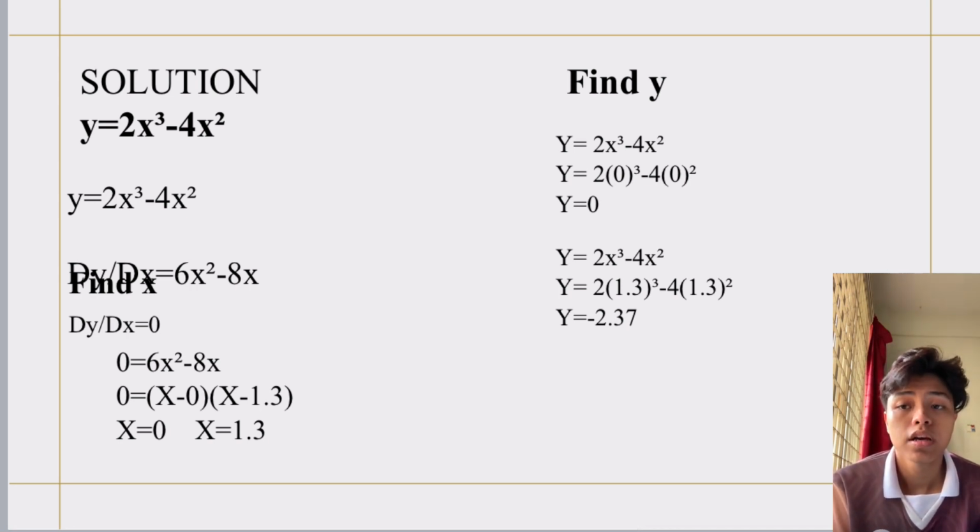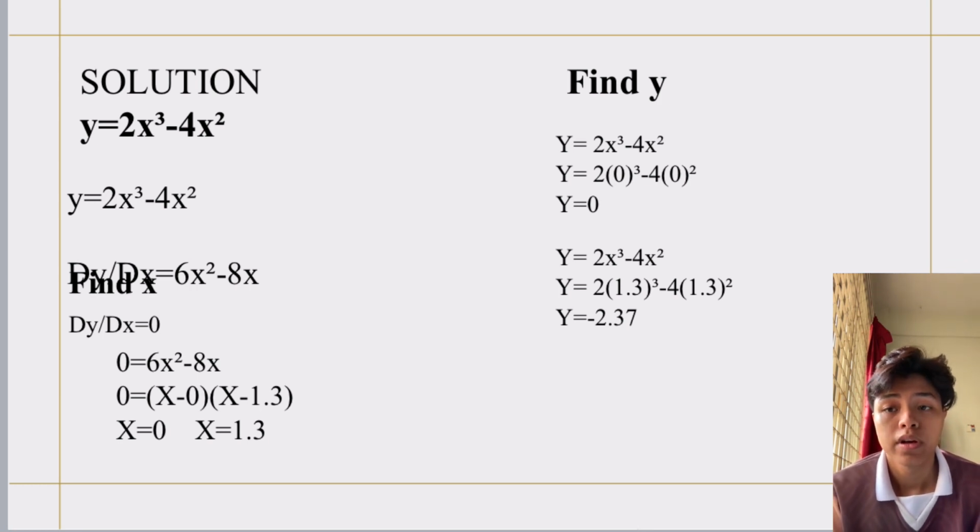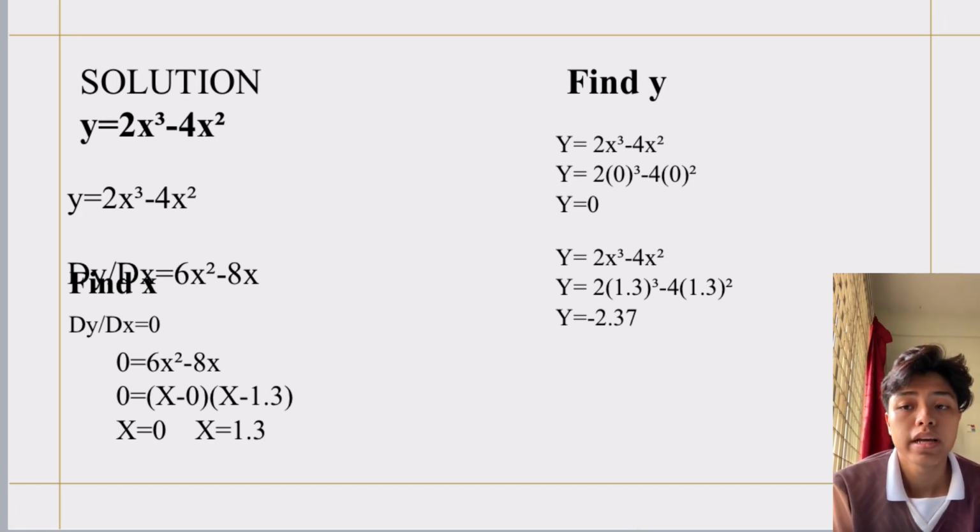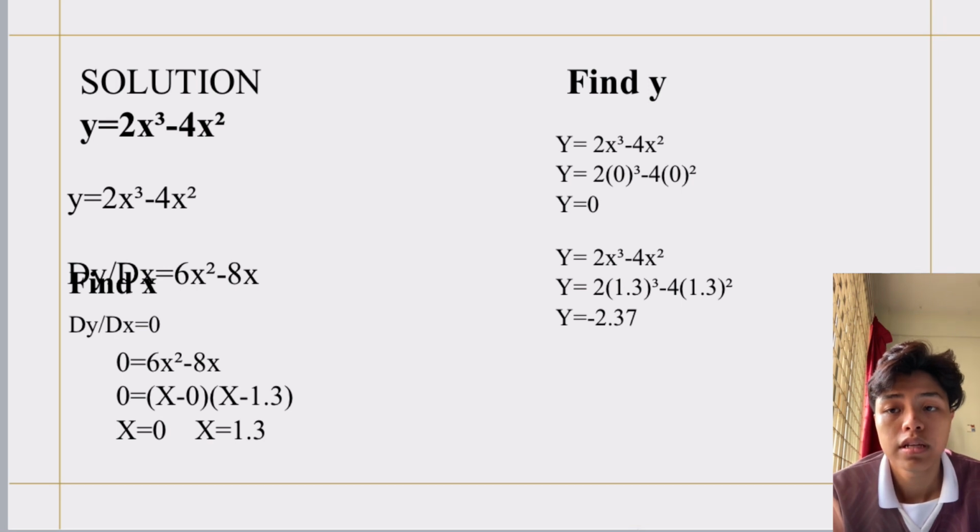To find y, we substitute x1 and get y = 2 multiplied by 0 cubed minus 4 multiplied by 0 squared, and the answer is y = 0. And for x2, y = 2 multiplied by 1.3 cubed minus 4 multiplied by 1.3 squared, and the answer for y2 is negative 2.37.